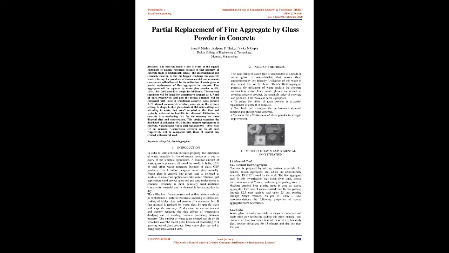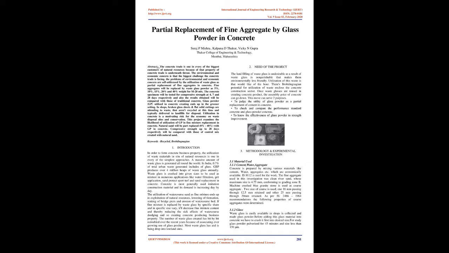This project examines the possibility of utilization of GP as fine aggregate replacement in concrete. Natural sand will be partly replaced, 0% to 40%, with GP in concrete. Compressive strength up to 28 days respectively will be compared with those of the control mix made with natural sand. Keywords: recycled, voluminous. 1. Introduction.